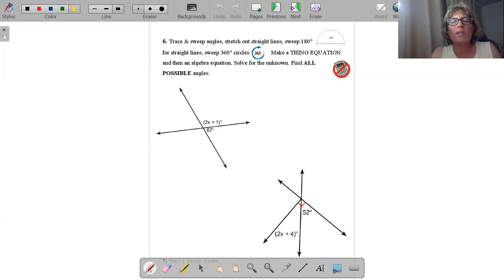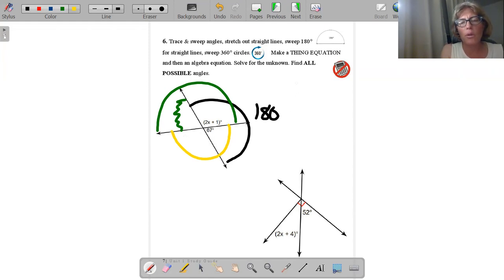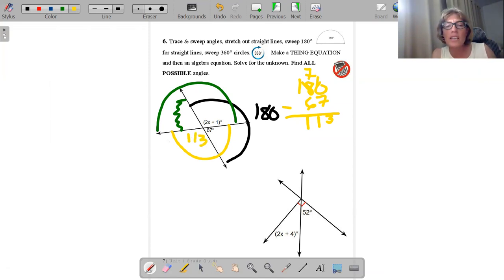Taking a look here, it says find all possible angles. Keep in mind, that's going to add up to 180. So you use that to solve for x. But you can also go 180 this way, so you can solve for this angle. And you can go 180 this way. So it's going to be 180 minus 67. And it's 113. And then you solve for x and find the other angles.